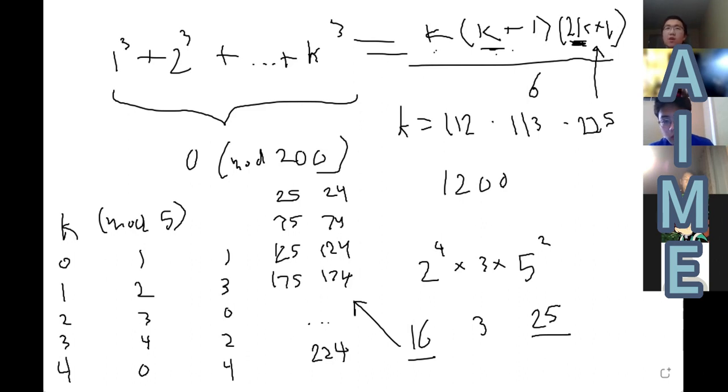all the relatively small values for k plus 1 and 2k plus 1, so that would be divisible by 25. So I would list out all the small values of k is equivalent to 0 mod 25, and k is equivalent to 24 mod 25 for the k+1 term, and k is equivalent to 12 mod 25 for the 2k+1 term. And then I just plugged in all the values into the equation to see if it was divisible by 16.